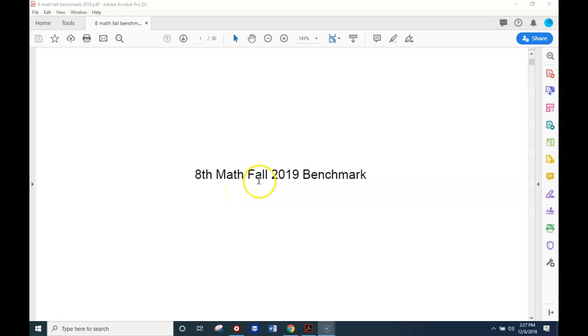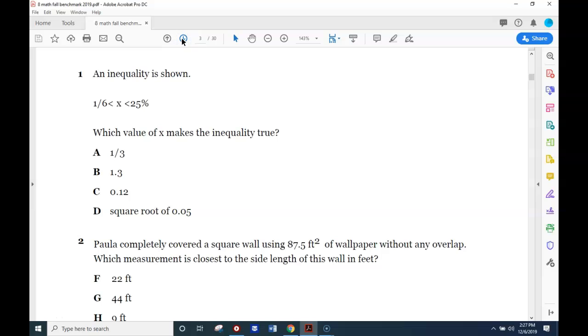8th Math Fall 2019 benchmark. Number 1. An inequality is shown. 1/6 < x < 25%. Which value of x makes the inequality true?